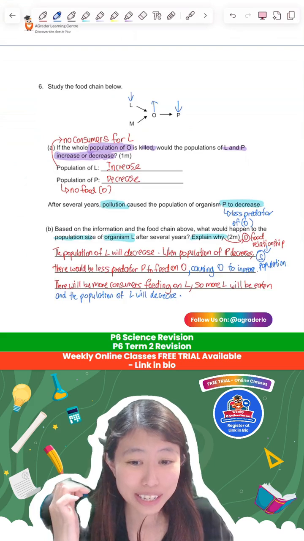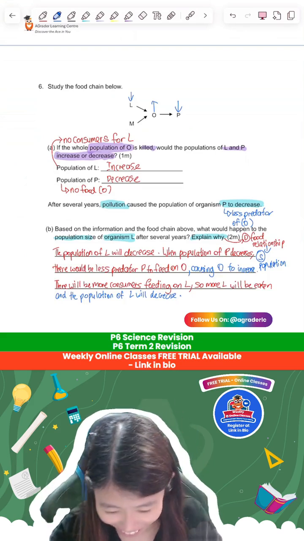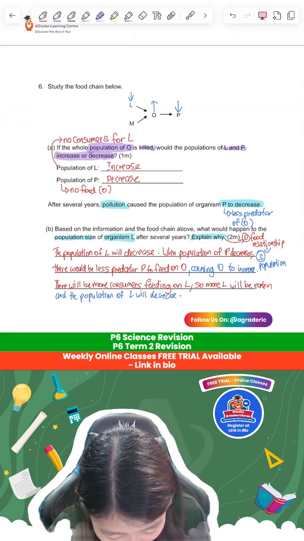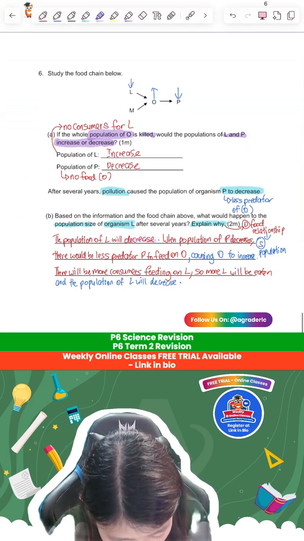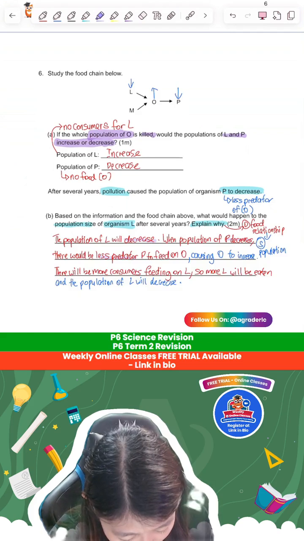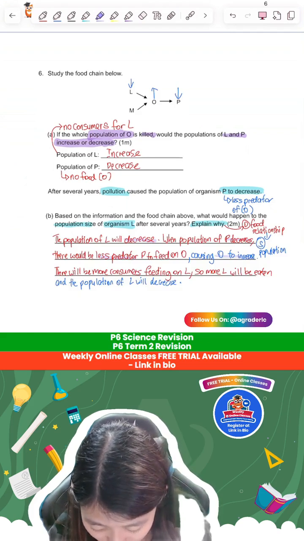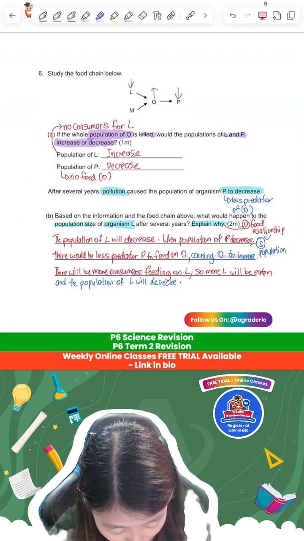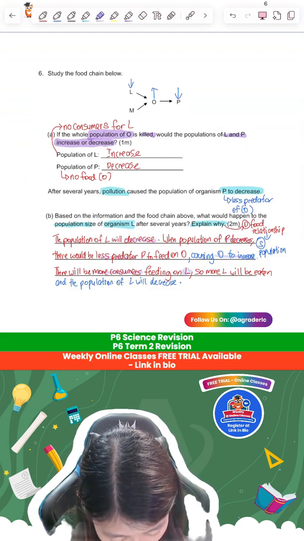We are considered the apex predator. Okay, I'm going to highlight the key thing. P decreases, so there are fewer predators. So O increases. When O increases, there will be more consumers feeding on L. So the population of L will decrease.